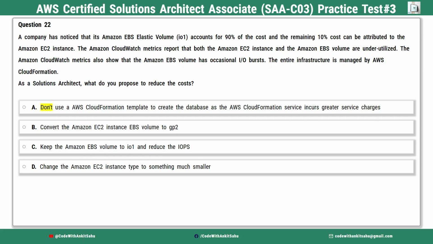Option A. Don't use an AWS CloudFormation template to create the database, as the AWS CloudFormation service incurs greater service charges. Option B. Convert the Amazon EC2 instance EBS volume to GP2. Option C. Keep the Amazon EBS volume to IO1 and reduce the IOPS. Option D. Change the Amazon EC2 instance type to something much smaller.